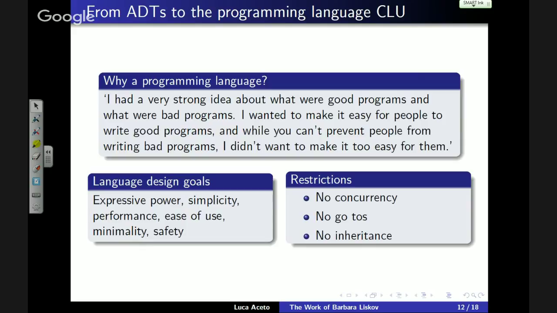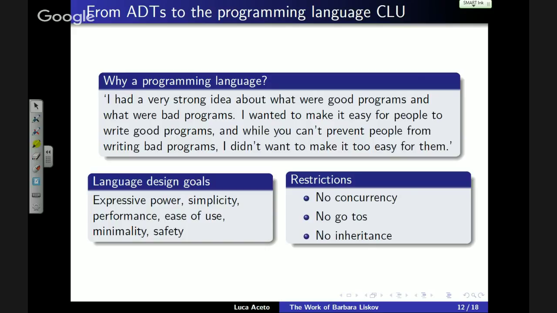So, having introduced abstract data types, she thought, okay, how can I actually make programmers use them? Well, the best way for her was to say, okay, let's produce a programming language where abstract data types are first-class citizens, so that programmers who program in this language will have to use abstract data types. This is a quote from her. Basically she says, I always had a very strong idea of what good programs and bad programs were. So by producing this language, I wanted to make it easy for people to write good programs. Of course, any language designer cannot prevent programmers from doing a crappy job at producing programs. But she says, I wanted to make it as difficult as possible for them to do so.